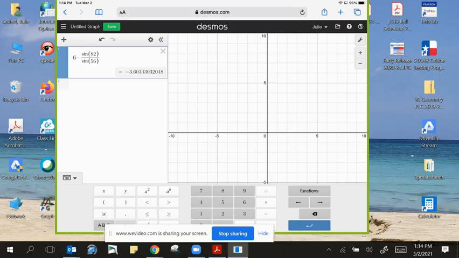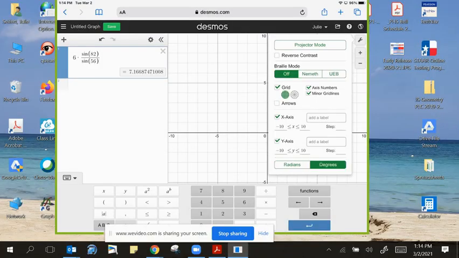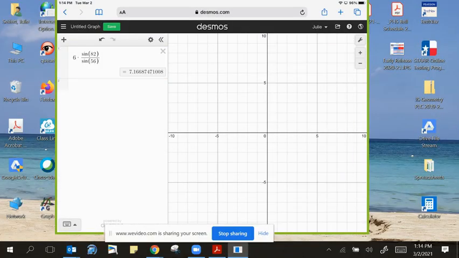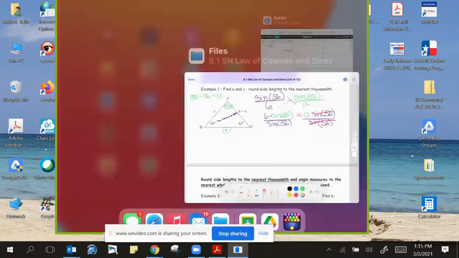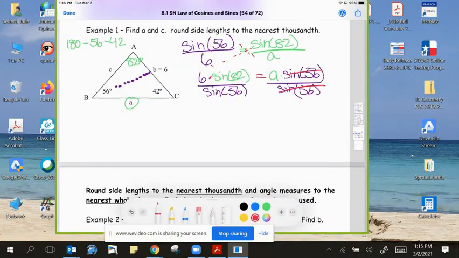What did I do here? 9 radians. Yep. Make sure you stayed in degrees there. If you're on a calculator or the calculator app, it did. I closed Desmos and it closed it out. So to the nearest thousandth, side A is 7.167.